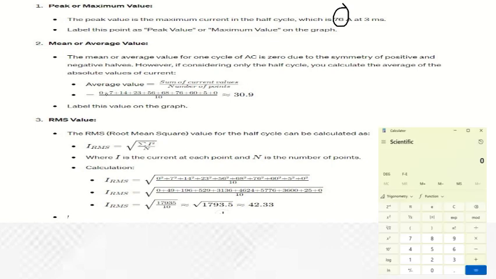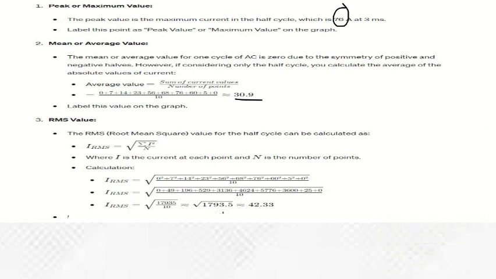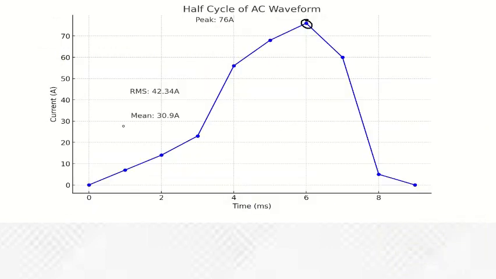Right, so that would be 0 plus 7 plus 14 plus 23 plus 56 plus 68 plus 76 plus 60 plus 5 plus, well, 0 has no value. And because the 0 is one of the numbers given, we also add them and we divide by 10. When we do that, we get an answer of 30.9. So here we have the mean, which is 30.9.